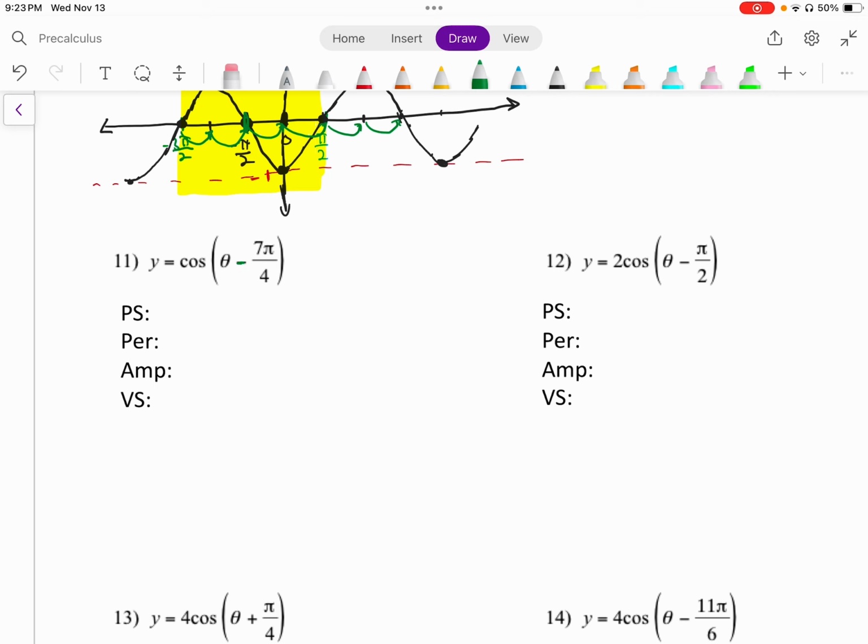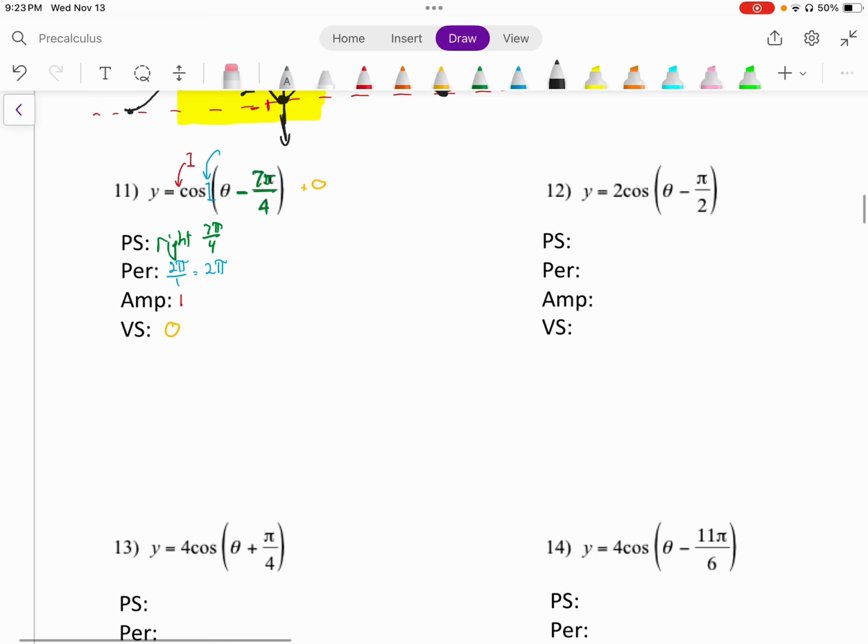We have our phase shift. This is going to be right pi, 7 pi over 4. Our period is just 2 pi over an understood 1, which is obviously still just 2 pi. Amplitude is 1. And there is no vertical shift. Let's come way down here.